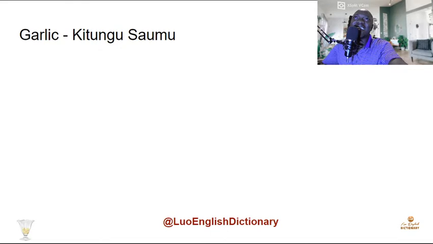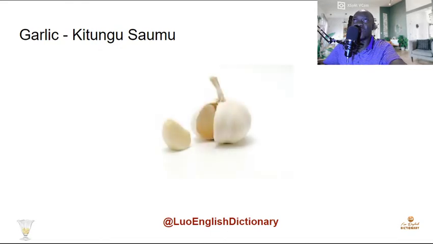The next one is garlic. And see what garlic is called? Kitungu saumu in Swahili. I don't know the Luo name. I don't think we have a Luo name for it. But if we have a Luo name, please feel welcome to give us the Luo name. But we accept that it is called kitungu saumu. Most of the time when I'm home, we call it kitungu saumu.